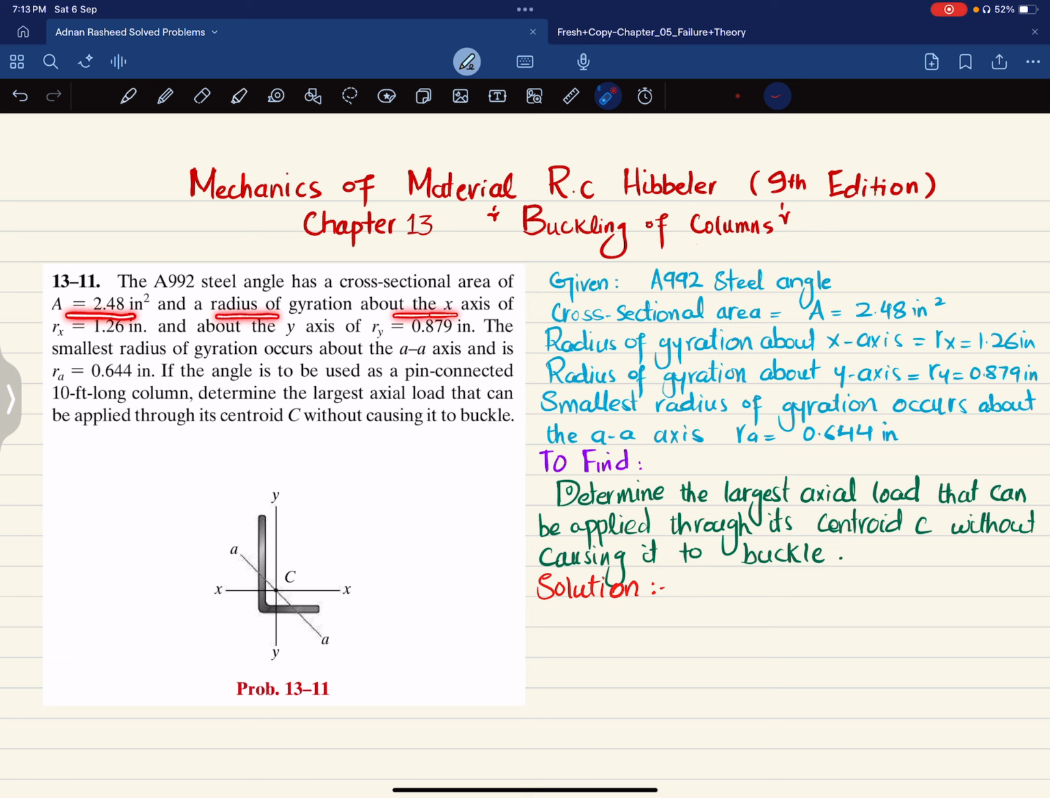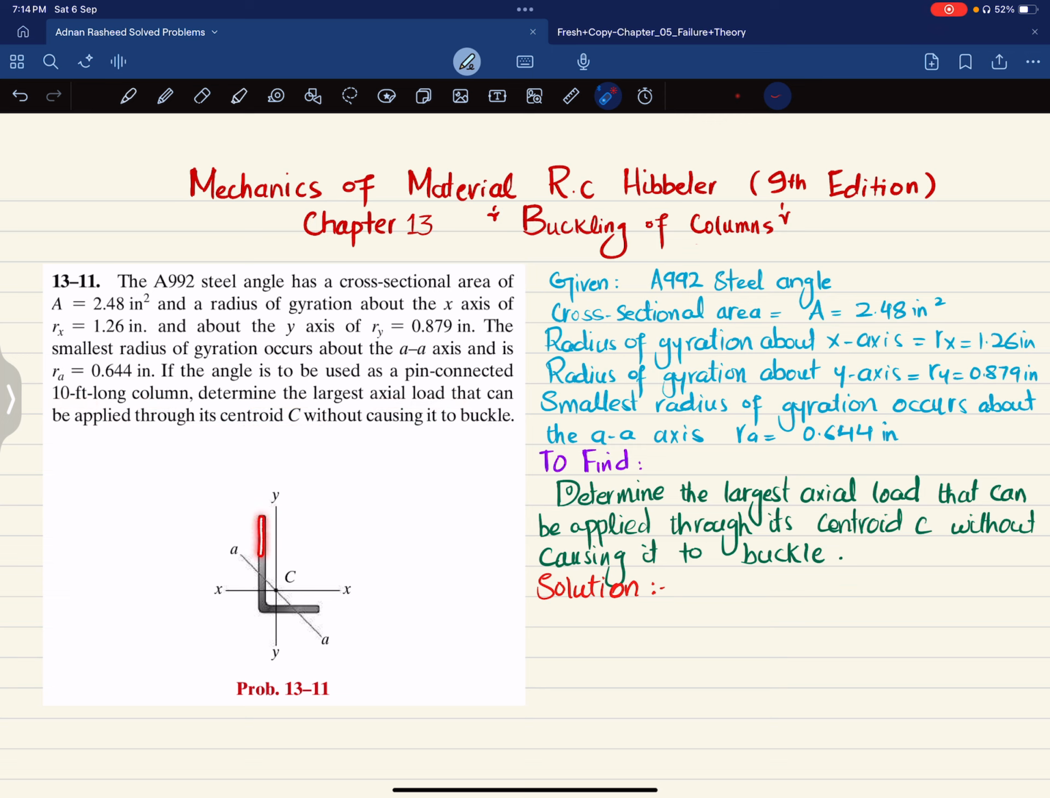So the statement is: the A992 steel angle has a cross-sectional area as shown and a radius of gyration about the x-axis of 1.26 inch and about the y-axis of 0.879 inch. The smallest radius of gyration occurs about the AA axis and is 0.644 inch. If the angle is to be used as a pin connected 10 feet long column, determine the largest axial load that can be applied through its center without causing it to buckle.